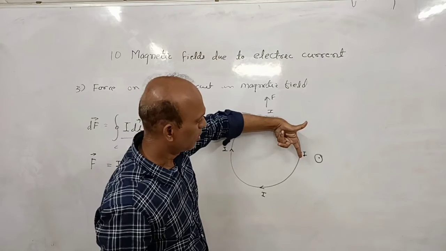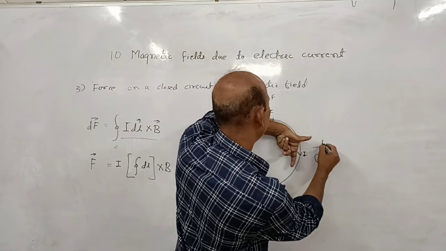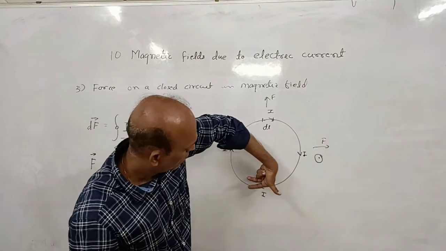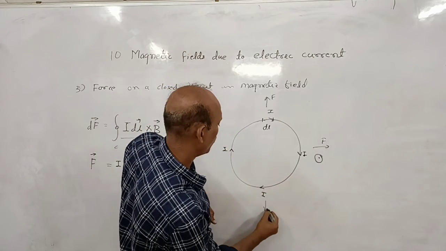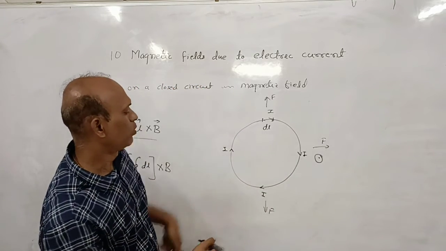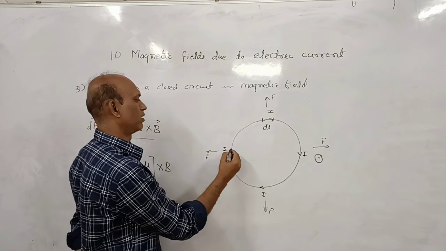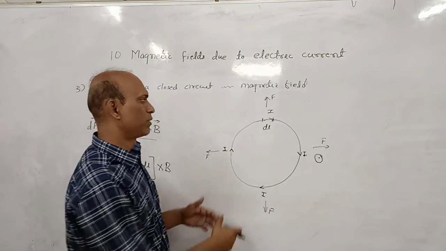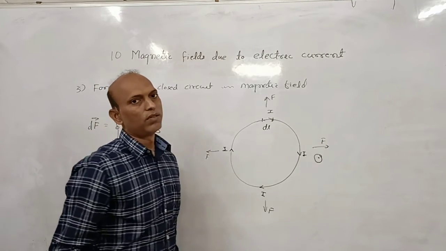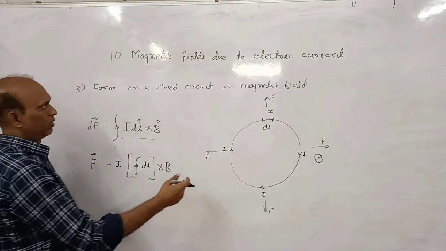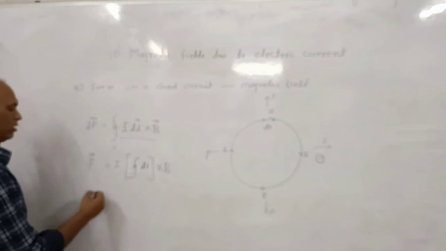Now, if we come here, with this the direction of magnetic field and this the direction of current, the direction of force will be in this direction. If you come over here, this is the direction of current, this is the direction of magnetic field, and this is the direction of force. Similarly over here. So we experience the force along all the directions, so the net force will be zero. So if a closed circuit is placed in a uniform magnetic field, it experiences zero force.